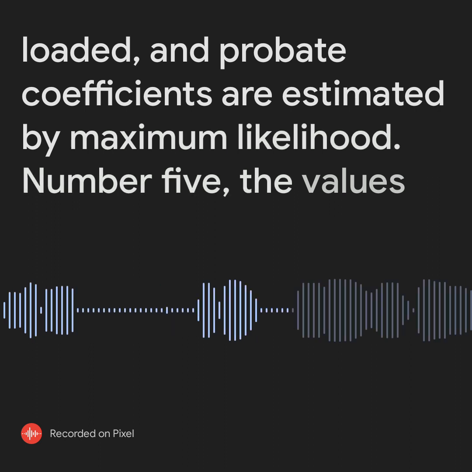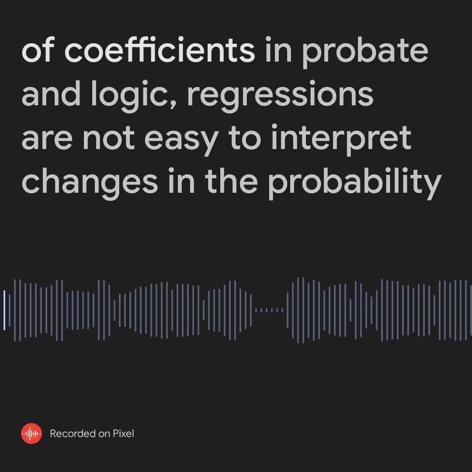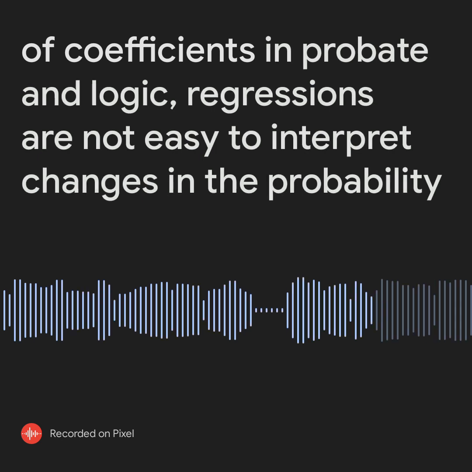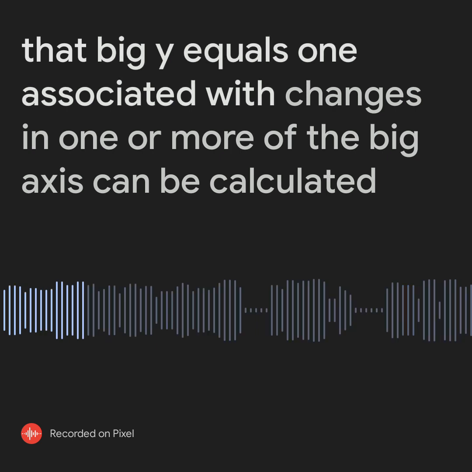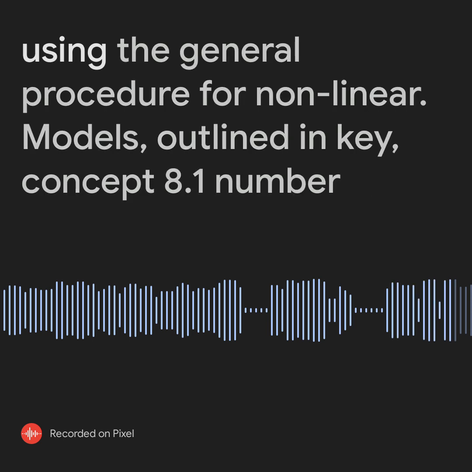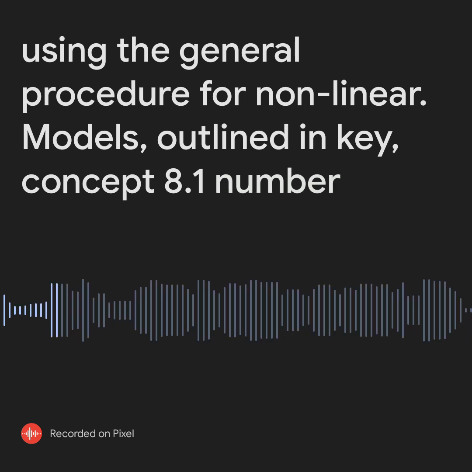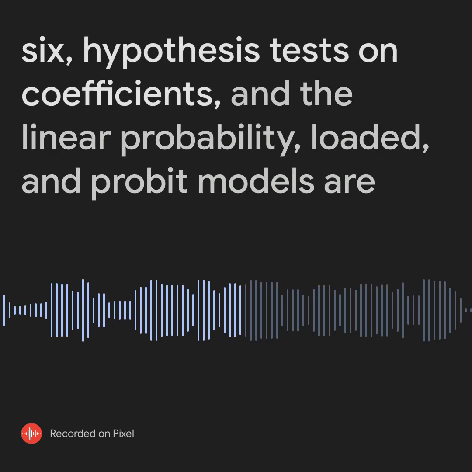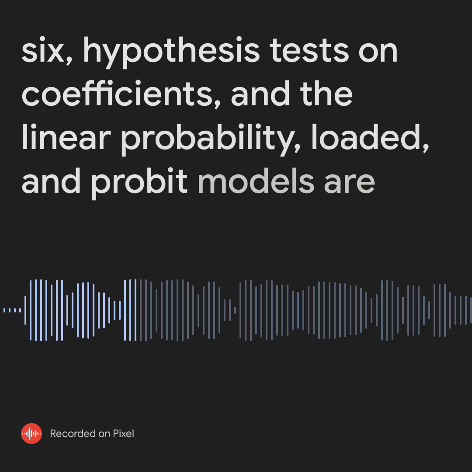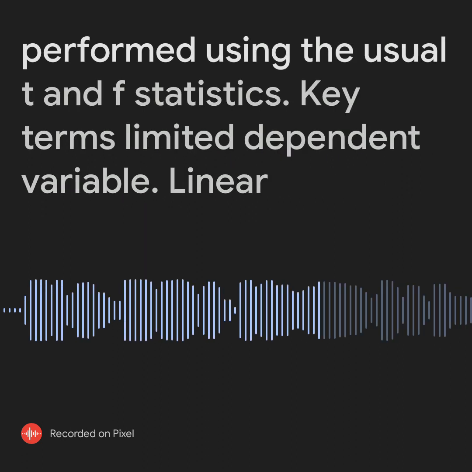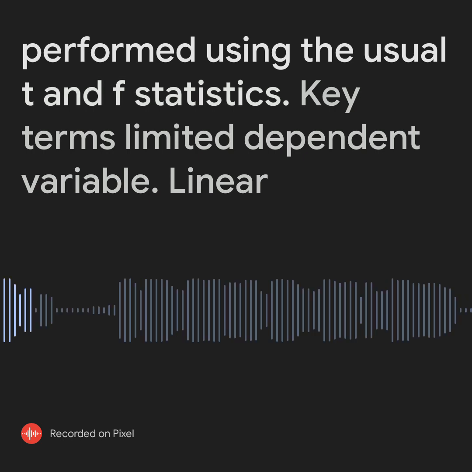Number five, the values of coefficients in probit and logit regressions are not easy to interpret. Changes in the probability that big Y equals 1 associated with changes in one or more of the big X's can be calculated using the general procedure for nonlinear models outlined in Key Concept 8.1. Number six, hypothesis tests on coefficients in the linear probability, logit, and probit models are performed using the usual t and F statistics.